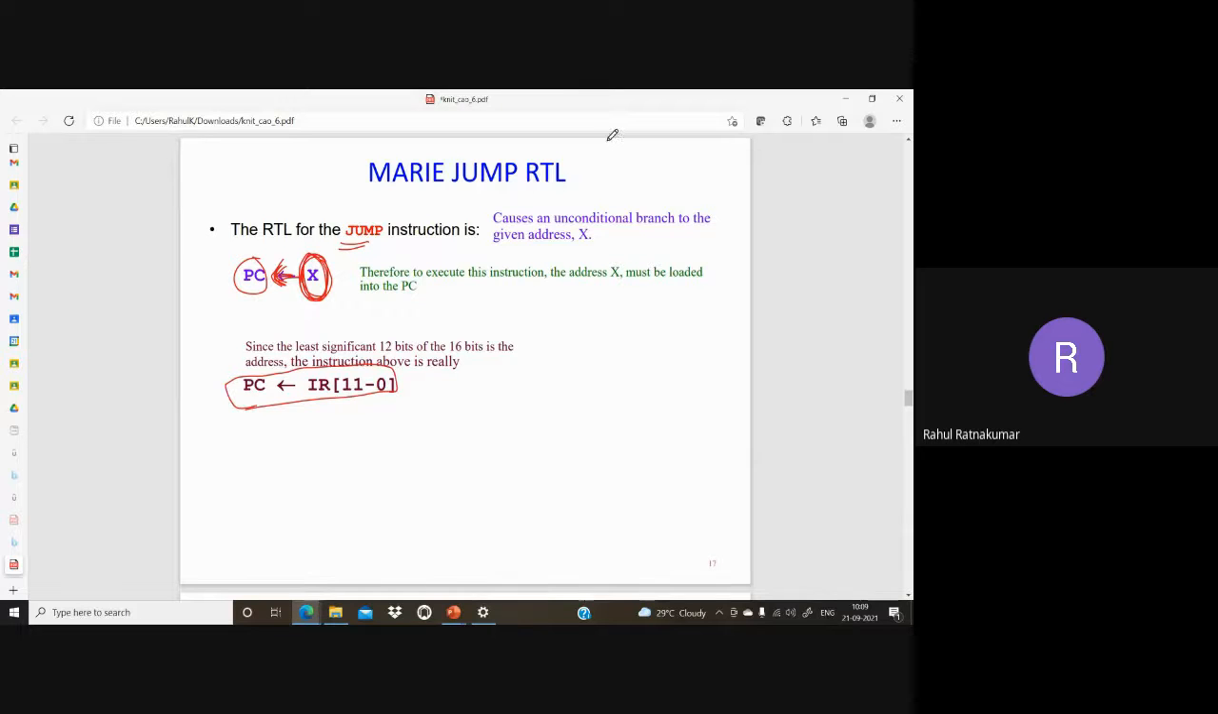So whenever there's a jump instruction, for example, jump to location 1, 2, 3, the instruction will have bits 15 to 12, 4 bits, for the opcode. Again, the address location will have bits 11 to 0. So I only need these bits 11 to 0 to understand which address I'm going to jump to.